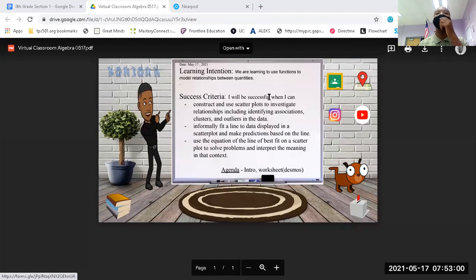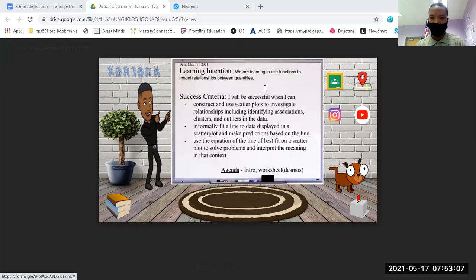Anyways, we're starting a new unit, statistics. The learning intention states that we are learning to use functions to model relationships between quantities. That's literally all we're going to be doing for this week.